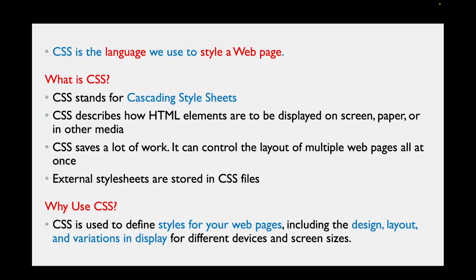So CSS is the language we use to style a web page. It describes how HTML elements are displayed on screen, paper or other media, and it also saves a lot of work because one CSS file can control multiple web pages at a time. External style sheets are stored in .css files. And why use CSS? CSS is used to define styles including design, layout, device response and screen size adaptation. Without CSS, websites look plain and boring.